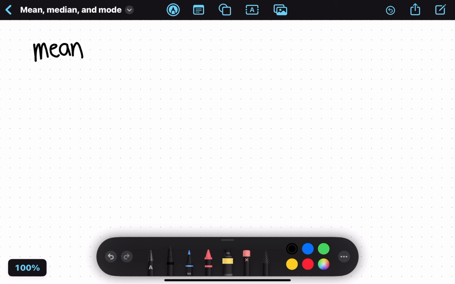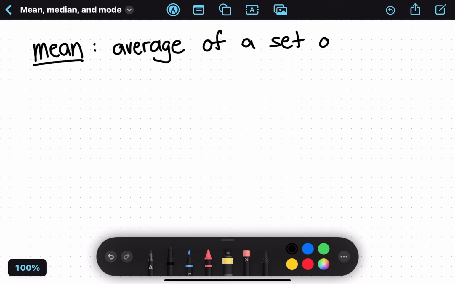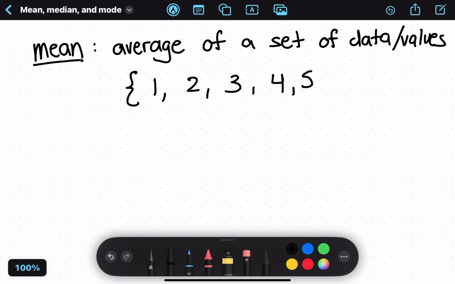First, mean. The mean is the average of a set of data or a set of values. Meaning if we have a set of 1, 2, 3, 4, 5, and we wanted to take the average, we would add all the values together. We would take the sum of all the values and then divide it by the amount of values that we have. In this case, we have 5 values.